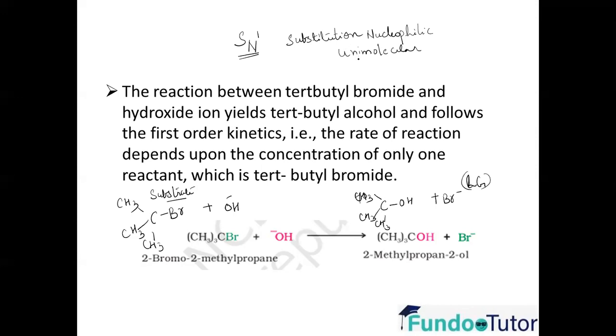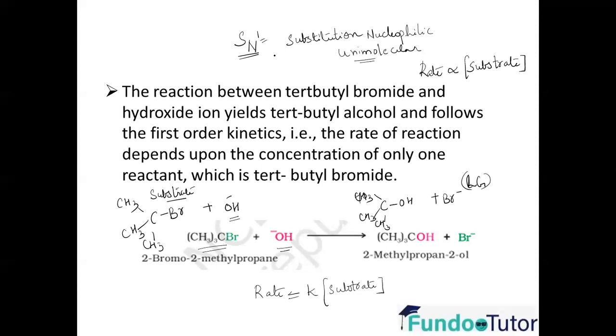Let's understand now why it is unimolecular. The rate of the reaction here is proportional to the concentration of the substrate, and not on the attacking nucleophile. It is dependent only on the concentration of the substrate, that is tertiary butyl bromide in this case, and not on the concentration of the attacking nucleophile. So it is called a first order reaction or unimolecular reaction.